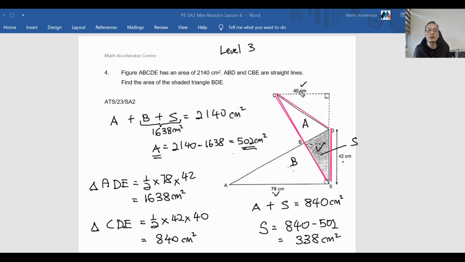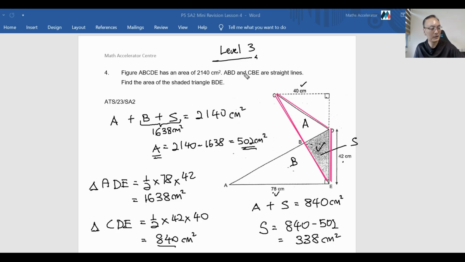Then we notice that we have 40 and 42. So we're able to find the triangle CDE. Triangle CDE is 840. So triangle CDE consists of A and S, right? Part A and the shaded part. So we write an equation over here. A plus S is 840. Since we have established that A is equal to 502, we do a subtraction. We take away A from 840 and we find out that the shaded triangle is actually equal to 338. So this is level 3. Thinking out of the box.